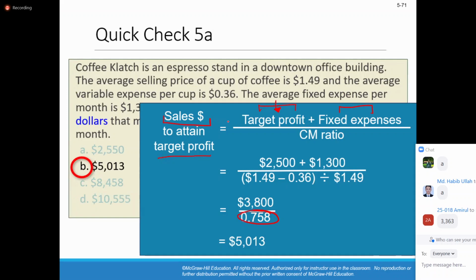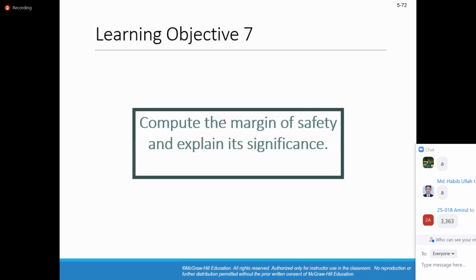Try to create your own exercise and try to solve the exercise created by you, and that learning will be more solid than the learning if we just solve the problems given in the text, based on the enterprises or the shops which are operating in the Western countries where the book was written. Okay. Now our next learning objective is to look at the margin of safety.